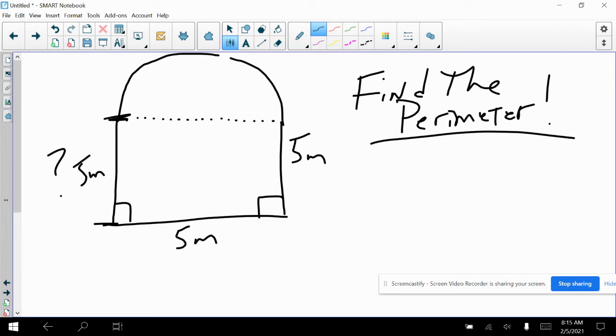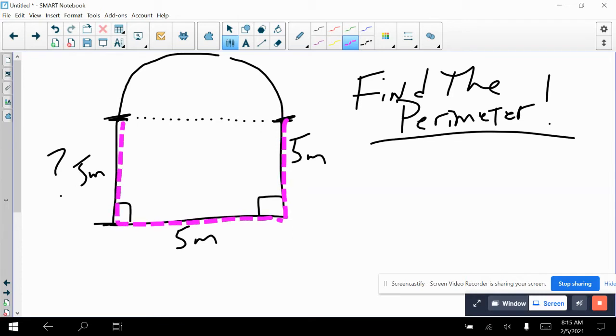Okay. All right. So if that is being said, we found, let's be honest, we found the perimeter. We found the perimeter from here to here to here, right? That's 15. That's pretty easy stuff.